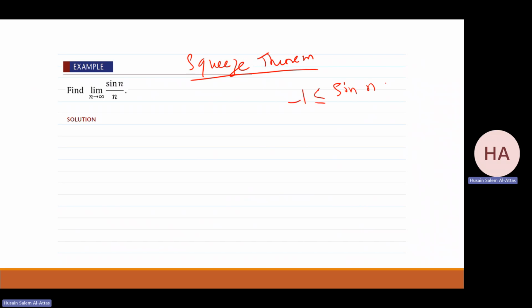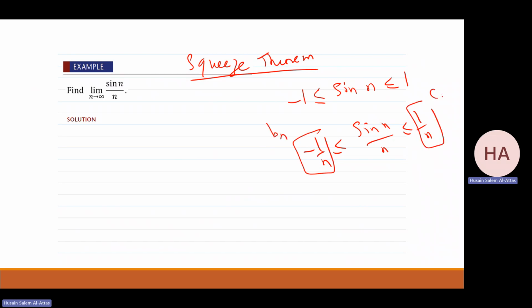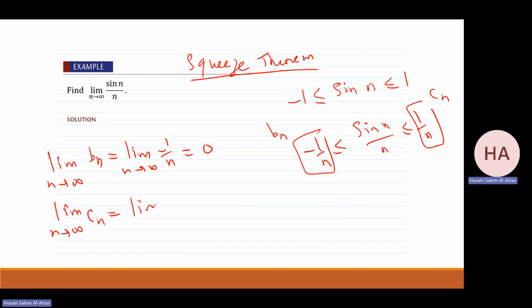Sine n is between -1 and 1. So sine n over n is between -1 over n and 1 over n. If you call this Bn and call this Cn, what is the limit of Bn as n goes to infinity? Which is very clear, that will be 0. What is the limit as n goes to infinity of Cn? That will also be equal to 0. So this goes to 0, and this goes to 0. So for sure this, by the squeeze theorem, goes to 0. So this limit is equal to 0.